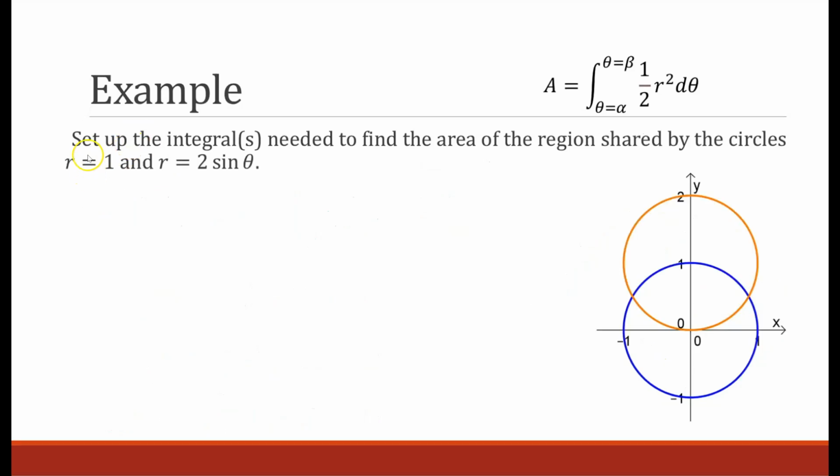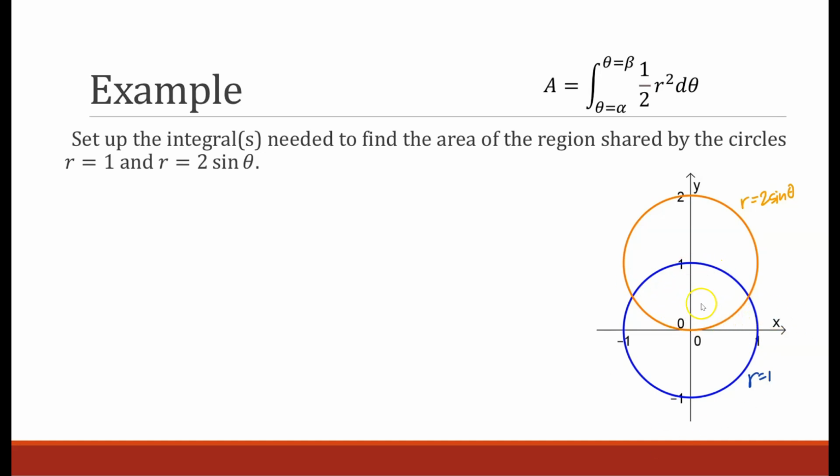In this last area example, we're going to set up the integrals needed to find the area of the region shared by the circles r equals 1 and r equals 2 sine theta. So coming over here to the diagram, we have this orange circle is the r equals 2 sine theta polar equation, and the blue circle is r equals 1. So that's the circle centered at the origin with radius 1.